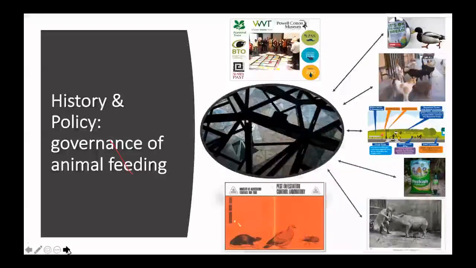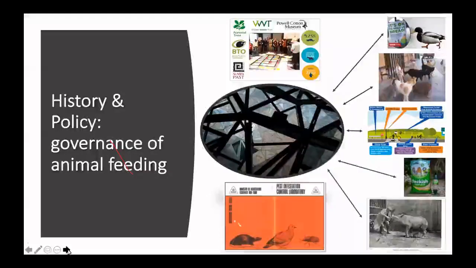Thanks, Naomi. So in terms of studying this, as I've already flagged, one of the real challenges here is that we're trying to look at policy around something that is incredibly fragmented.